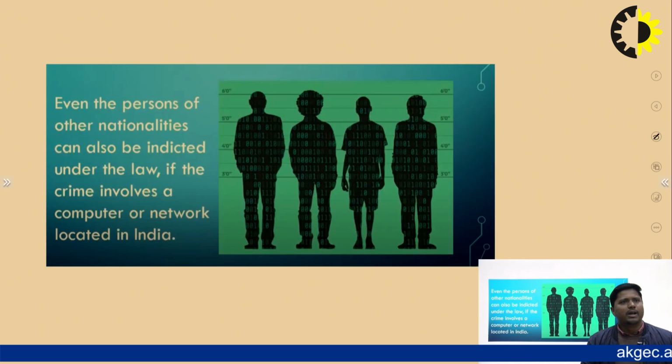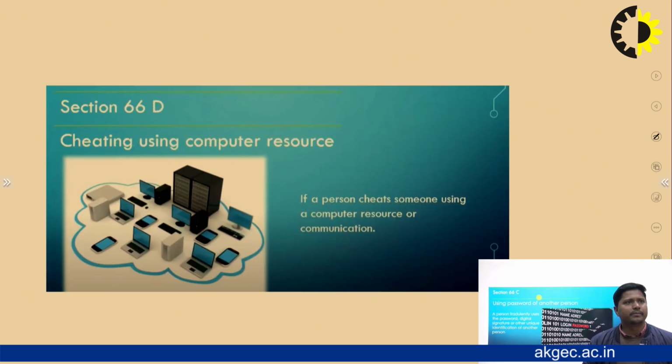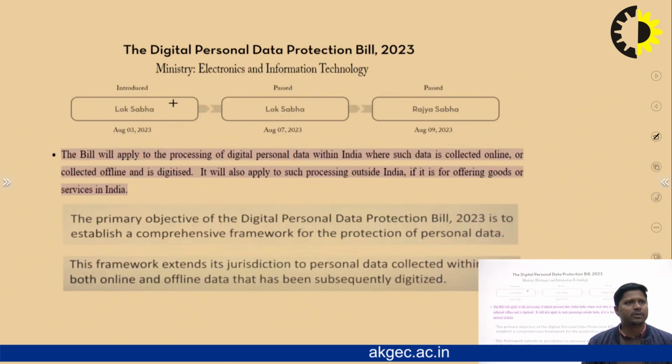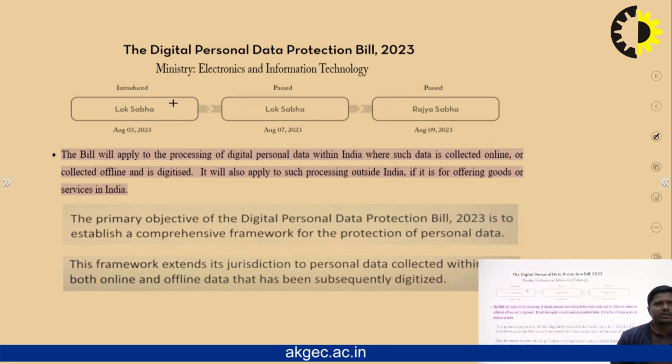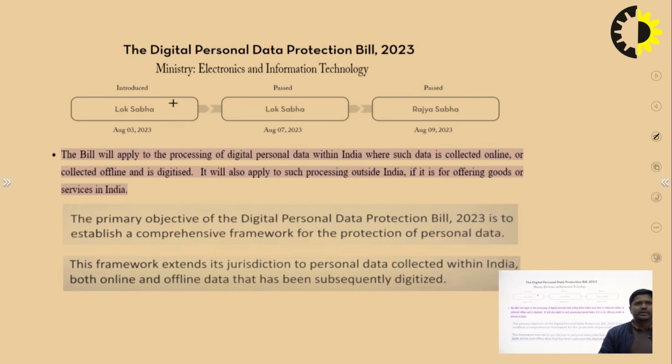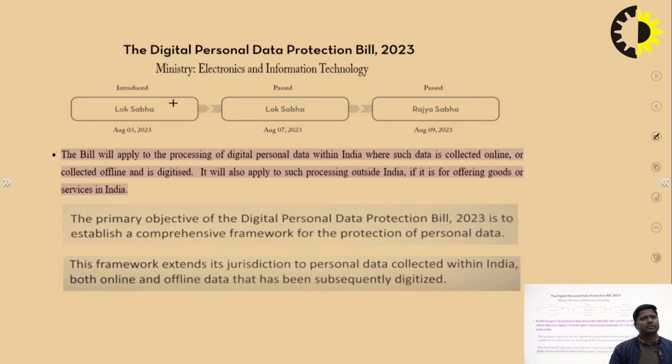We can also say Information Technology Act. And other laws, there are some other laws also we will discuss. That is, another law is the Digital Personal Data Protection Bill 2023. Actually, this bill was introduced in the Lok Sabha on August 3, 2023, and passed in the Lok Sabha on 7 August 2023, and after that in the Rajya Sabha on 9 August 2023. That is why this bill's name is Digital Personal Data Protection Bill 2023.